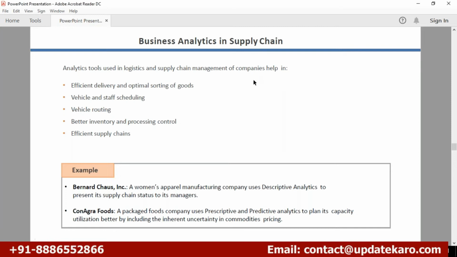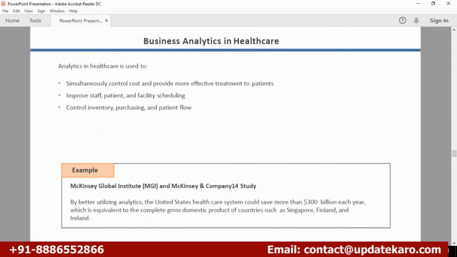Next area. Next area is business analytics in healthcare. How does this help in healthcare? Can anybody guess how business analytics helps in healthcare? What is the role of business analytics in healthcare? What is it doing there? Can anybody guess?